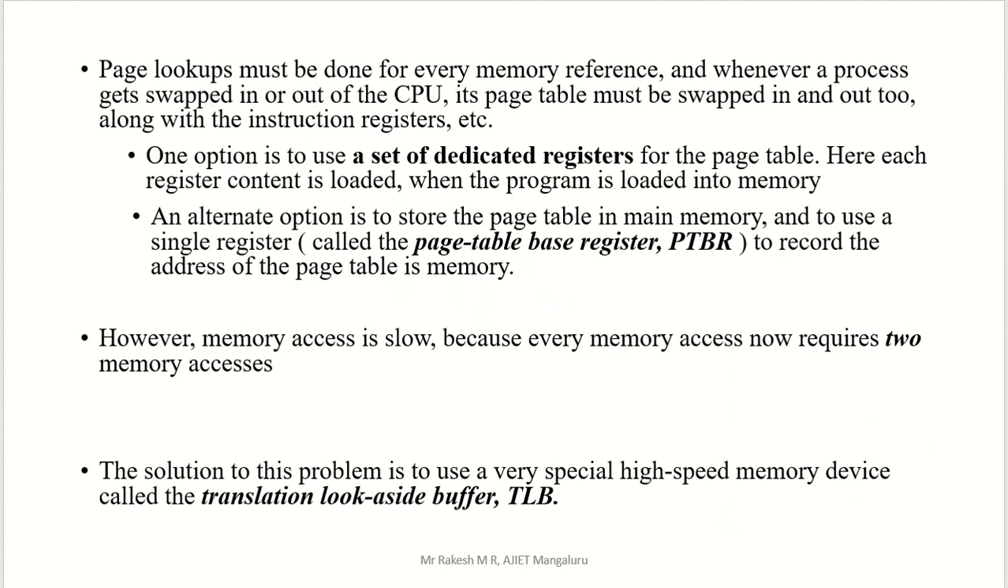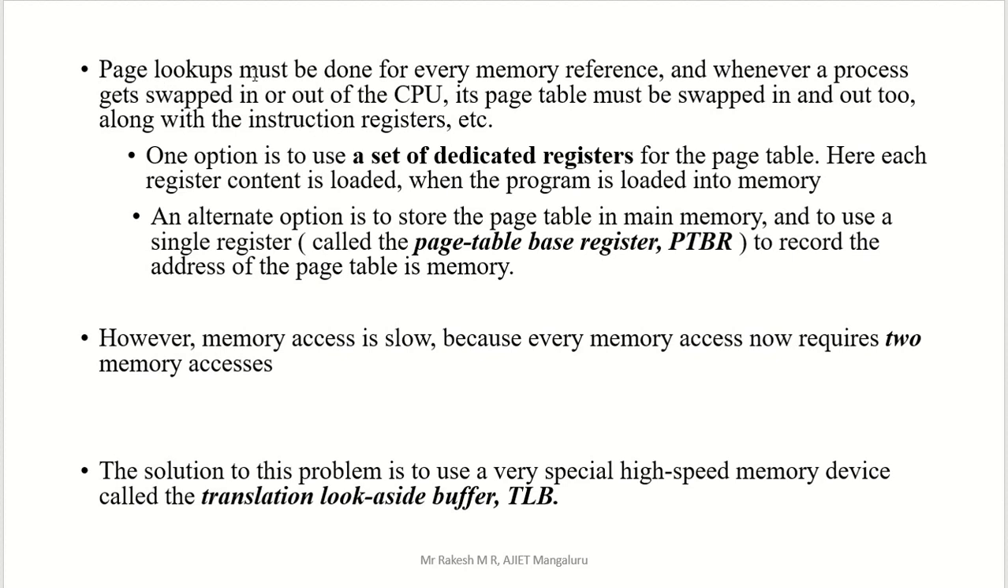Page lookup must be done for every memory reference, and whenever a process gets swapped in and out of the CPU, its page table must be swapped in and out too, along with the instruction register, etc. Remember, for each process we have one page table. If you have P1, there is one page table. If you go to P2, we have a different page table. For process P3, we have different page tables. Because that process is divided into small blocks, right? That block detail is there in the page table.